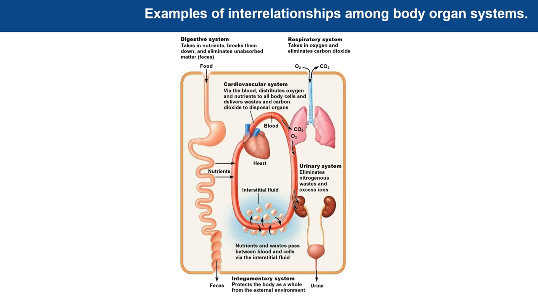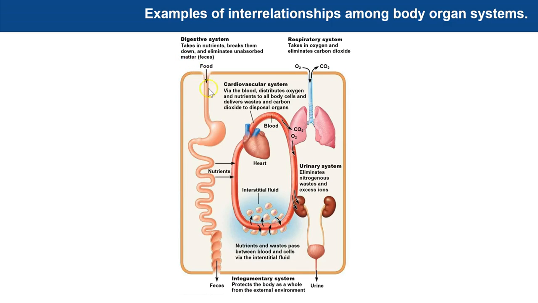There are interrelationships among body organ systems. In this picture, you can see how the circulatory system works closely with other systems in our body: our digestive system, respiratory system, urinary system, and also integumentary system.